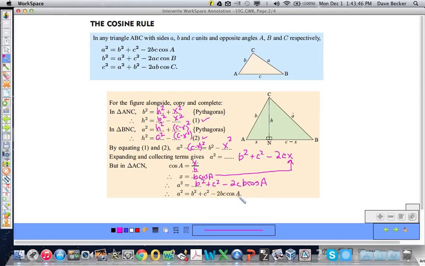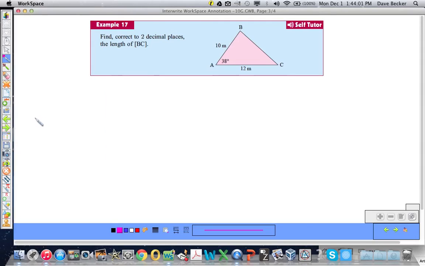If I go down one more step, all they did is switch the b and the c. Instead of 2cb, 2 times c times b, they do 2 times b times c, and then of course the cosine A. So that's what we're going to use here to solve some triangles. Very useful. Okay, when you can't use the law of sines, you can use the law of cosines.